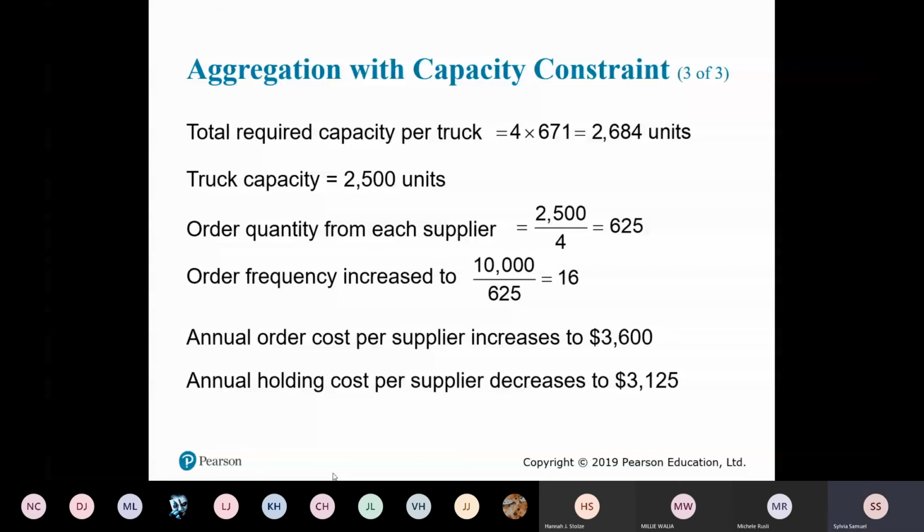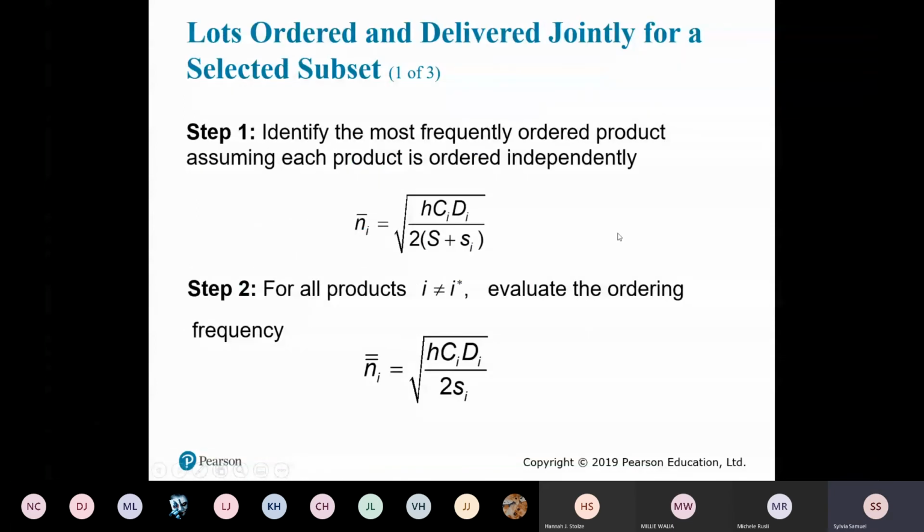Any question till now? Or you can also turn your books to page 294. Basically, they have the formula step by step. They have the steps. Oh, or here, I also show you the steps for lots of order and then jointly.